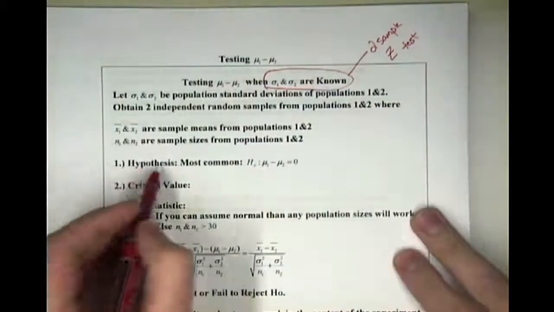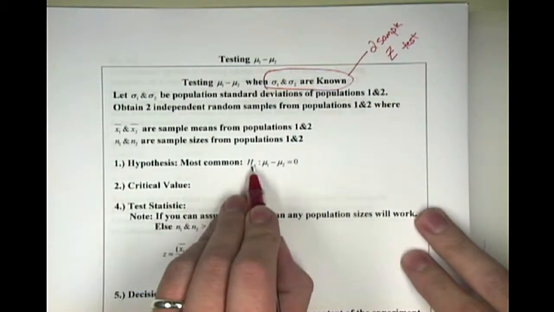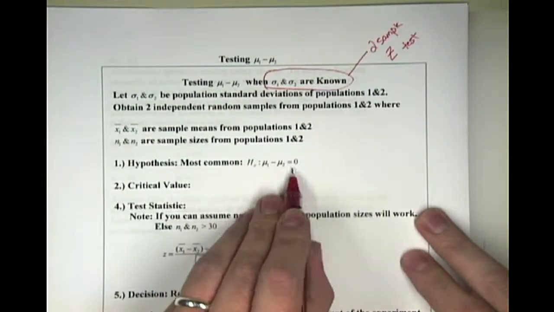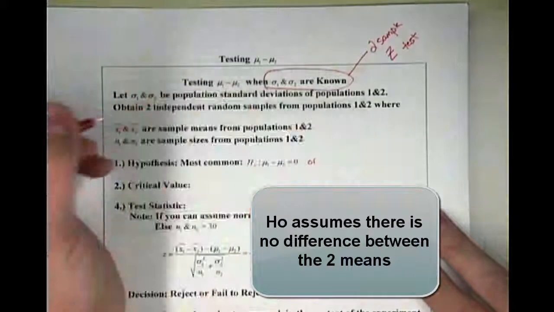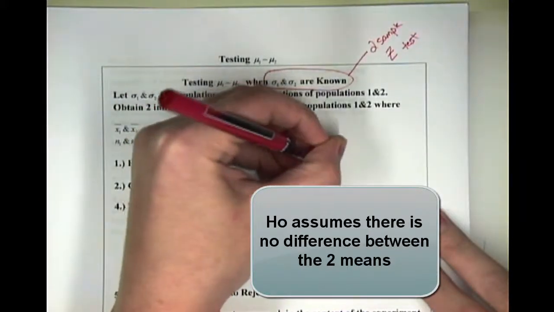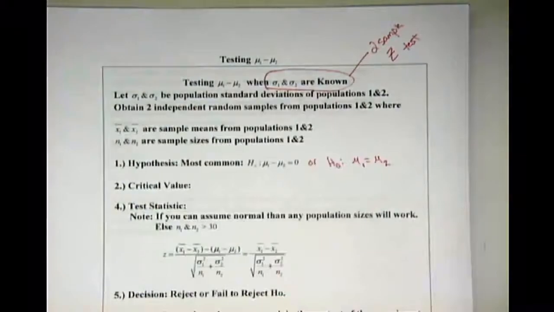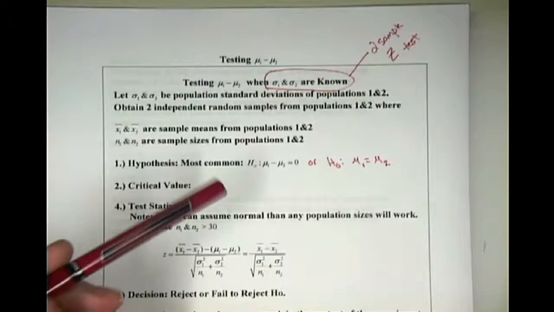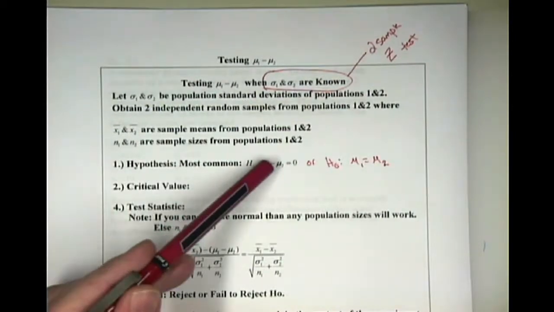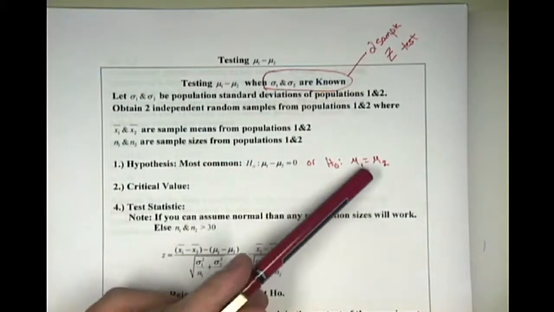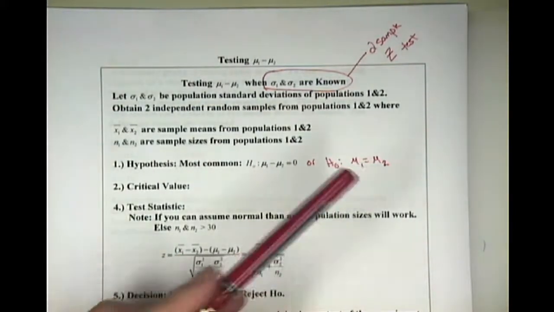Your hypothesis is most commonly set up as H0: mu1 minus mu2 equal to 0, or sometimes you have this hypothesis, H0: mu1 equal to mu2. So either one is acceptable. However, in many texts you'll see this one, for the difference of the means is equal to 0, which implies that there is no difference, which implies that they are equal.